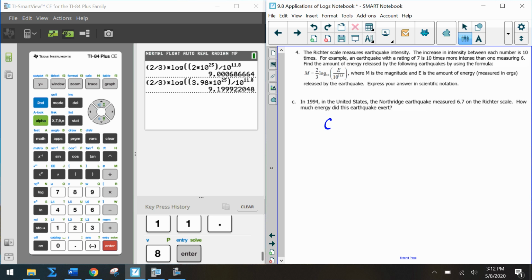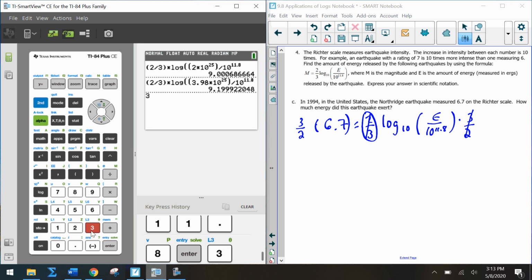So if it was a 6.7, that means our M is a 6.7. So if I plug that in, then we have to solve the equation for E. Okay, we have to solve the equation for E. So in order to get rid of this fraction, I'm going to multiply by 3/2 on both sides. So I have 3 over 2 times 6.7. And I'm actually going to do that on my calculator.